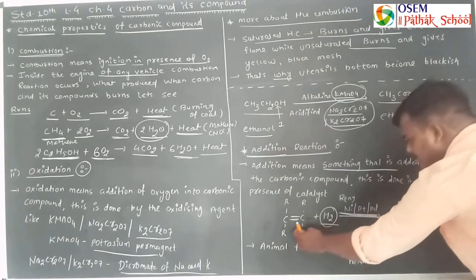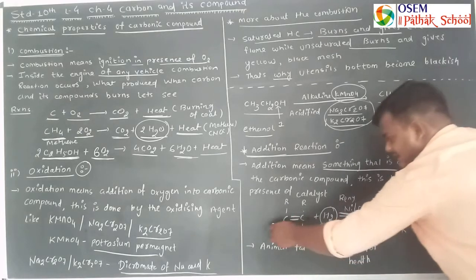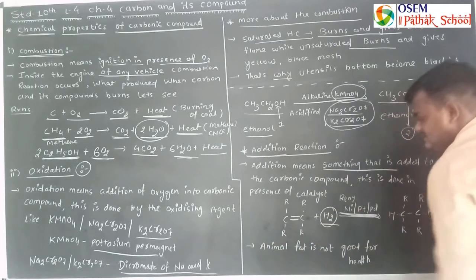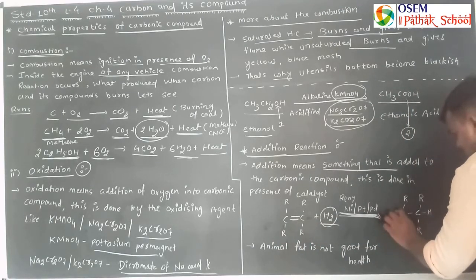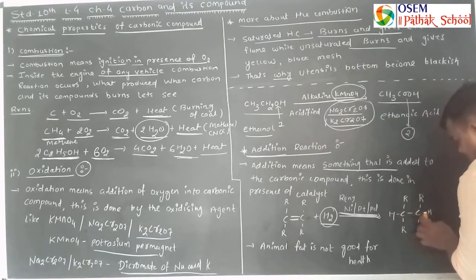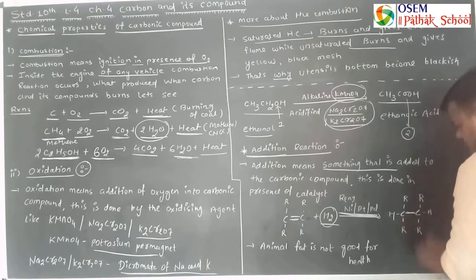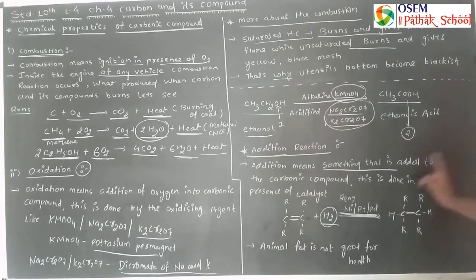So the double bond will break, one side opens and the other side opens. Now hydrogen is added on this side and another on this side. So the double bond breaks, a single bond remains as it is, and this becomes saturated. Double bond to single bond, this becomes saturated.